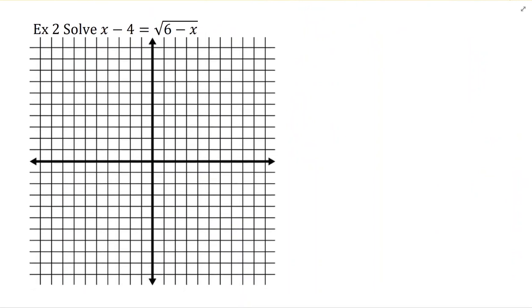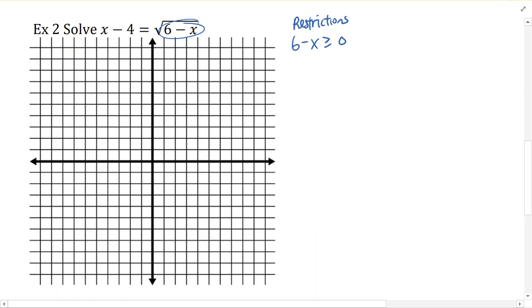We'll need to find our restrictions. Remember, everything under the square root must be greater than or equal to 0. This time, just to make things easier, I'm going to move the x over because it's already negative. Therefore, we know that x must be less than or equal to 6. Now we can continue and start to solve for x. So we first have x minus 4 equals root 6 minus x.